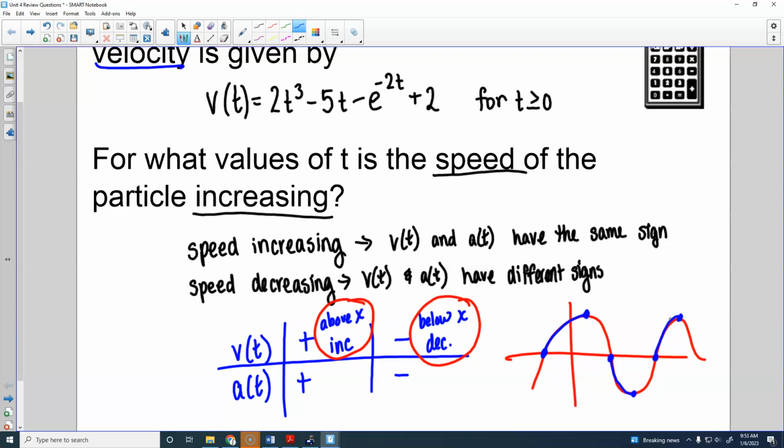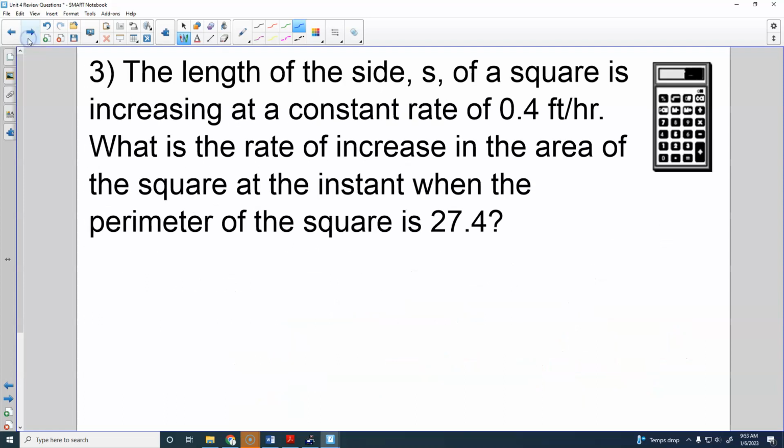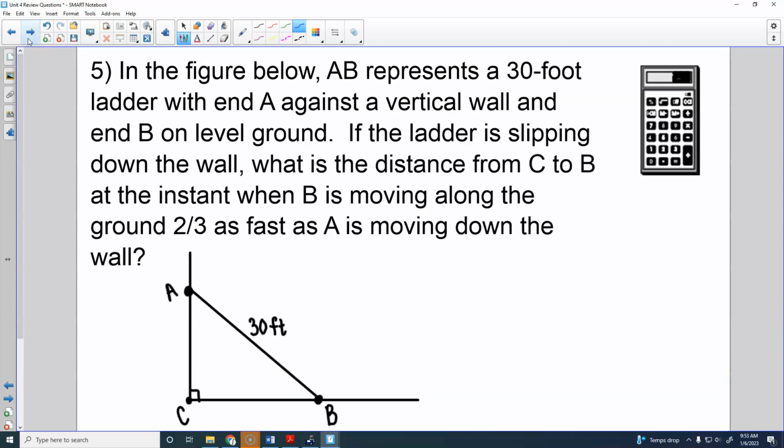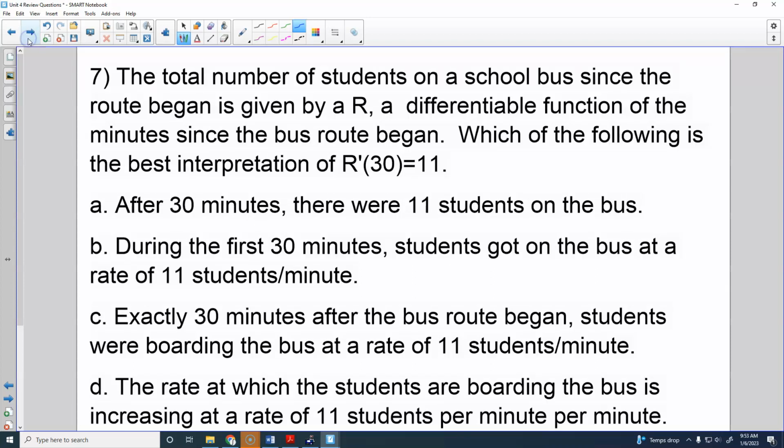So I know I put a speed problem on there. Speed increasing or decreasing. I can't remember which one it was, but there's one on there. I can't remember if it's calculator active or not. If it has a graph, I can't remember. I know it's on there, so watch out for it. Let's see. Don't do 6.